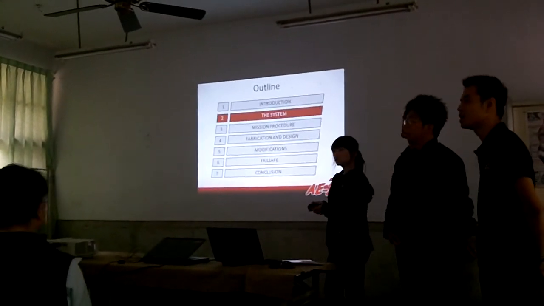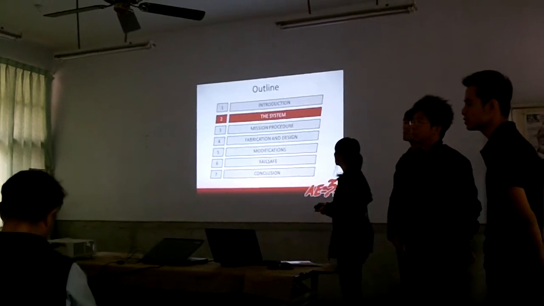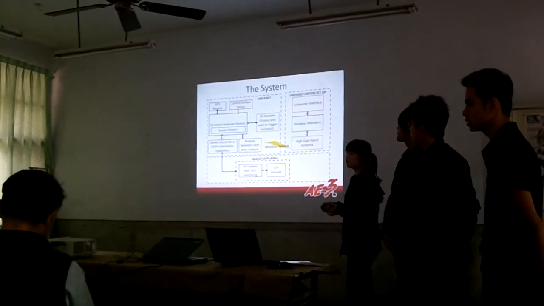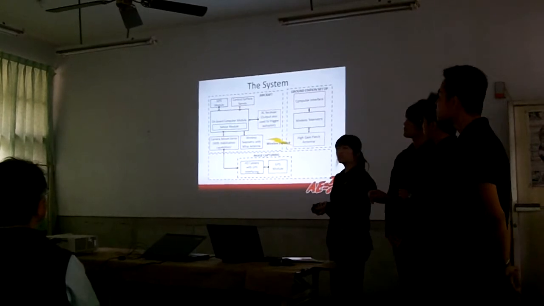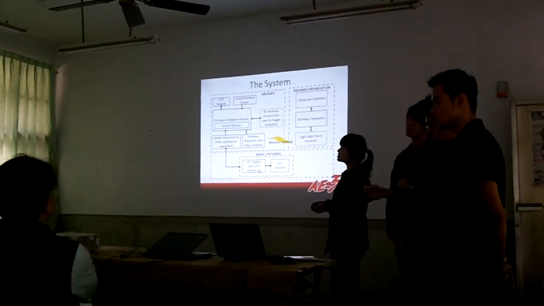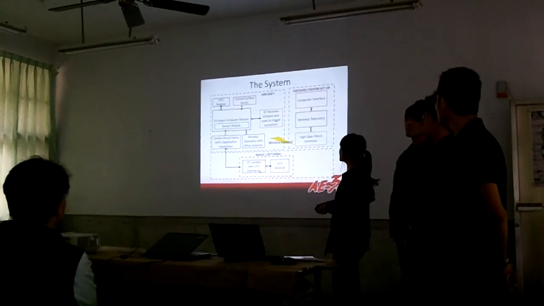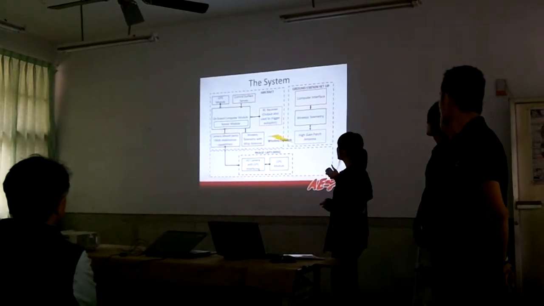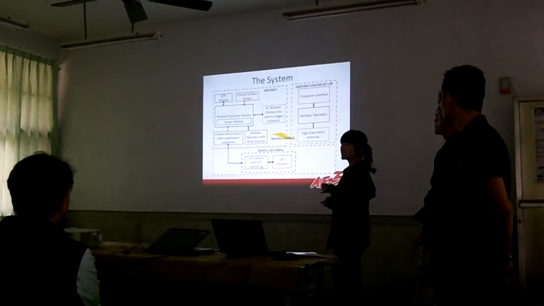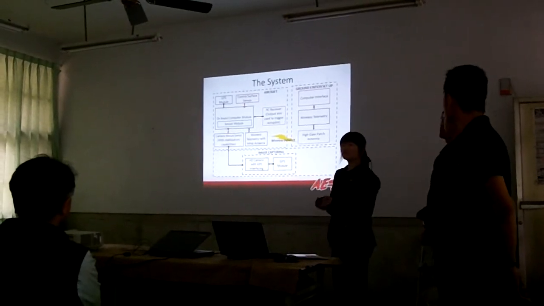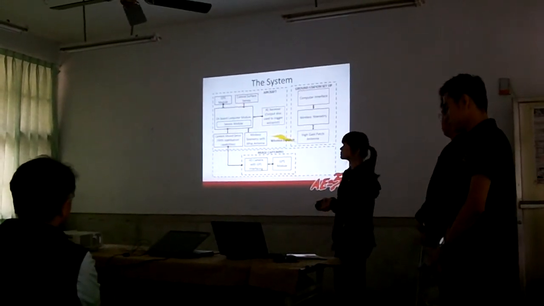Okay, so this is the system. Basically, we can classify into 3 different components: the aircraft, the ground station setup, as well as the image capturing. So for the aircraft, basically components within the aircraft, such as the GPS module as well as the wireless telemetry, they are mainly for tracking and navigation purposes.